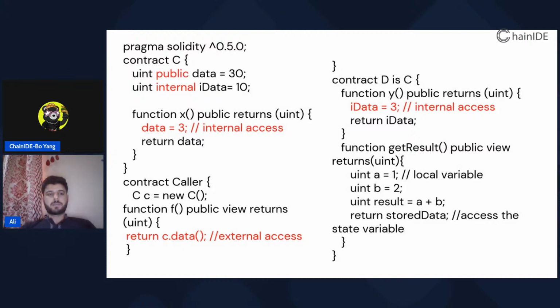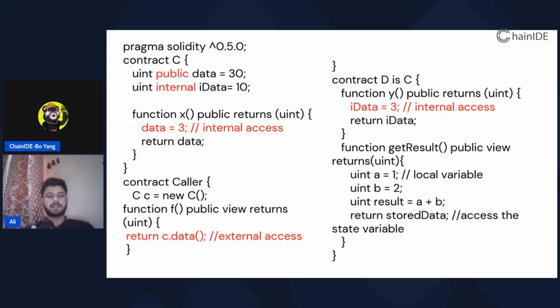So here is an example of the scope of a variable. Here we have public and internal variables. Here the value type is unsigned integer. Public can be used both inside a smart contract and in the derived smart contract. Here is the internal access, inside the smart contract. And idata 10 is also inside the smart contract.